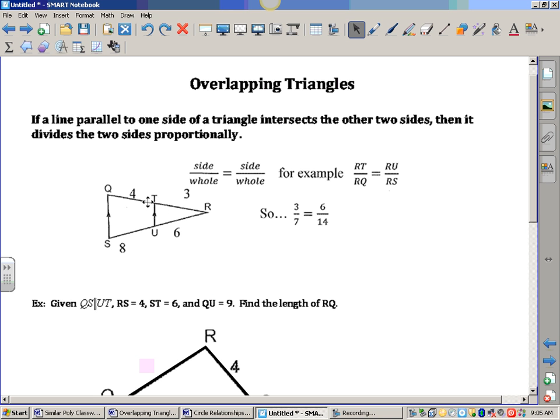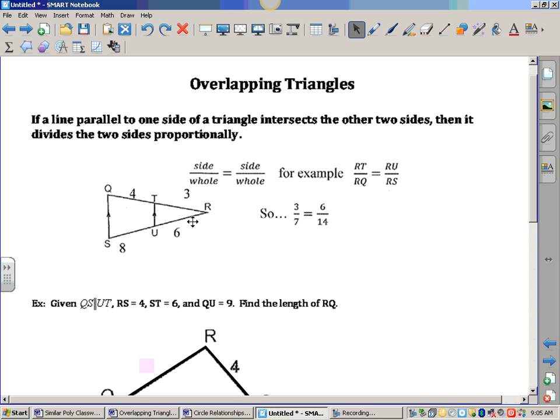The most common is to think of it as the side over the whole is equal to a side over a whole. Where did I come up with the 7? Well, I looked at the side, which was RT, which is just the side length of 3, and I'm comparing that to the proportion of 7, which is the larger of the same side. All right, where did I get the 7? All you do is add the 3 and the 4 and you get your 7.